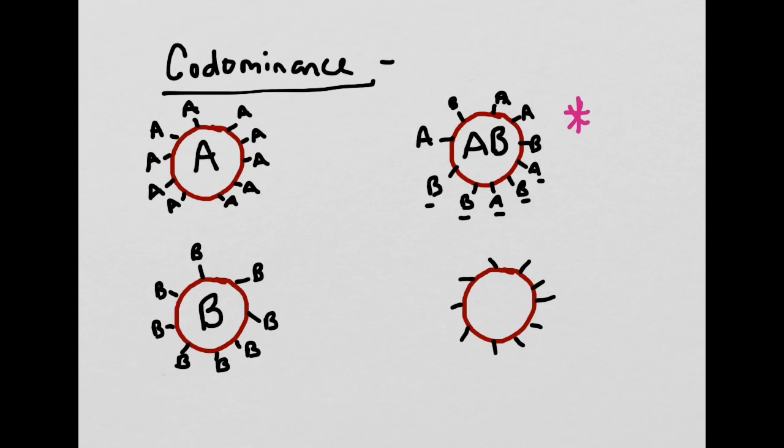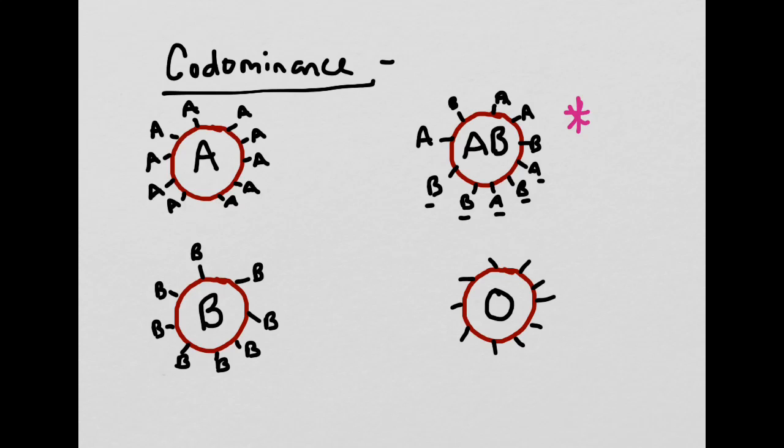Then we've got this one, type O. And in type O, notice I drew the little sticks, because everybody's got the little sticks, right? So you have that, but it doesn't have any letters. So you can think of this one as being clean. It doesn't have A or B glycoproteins at all on it. All right, so how does inheritance work with this?